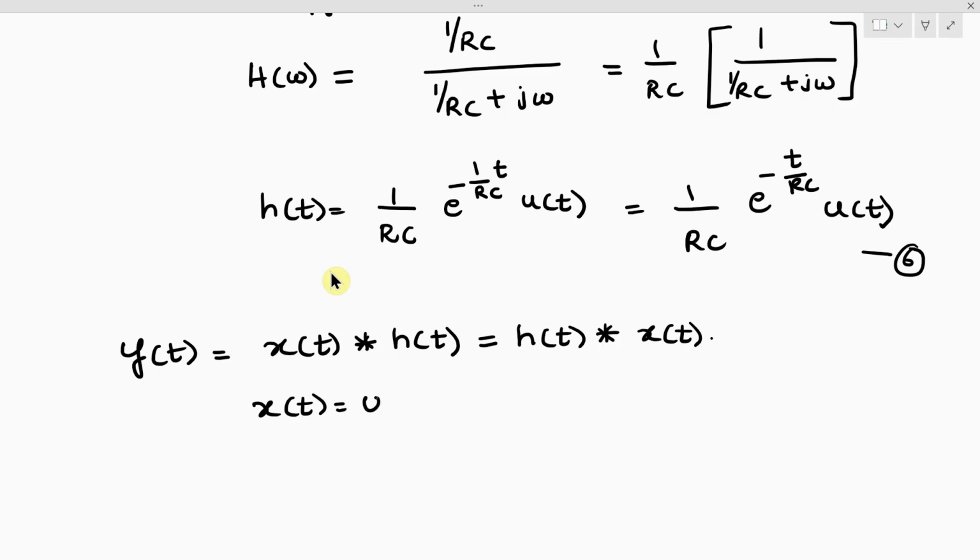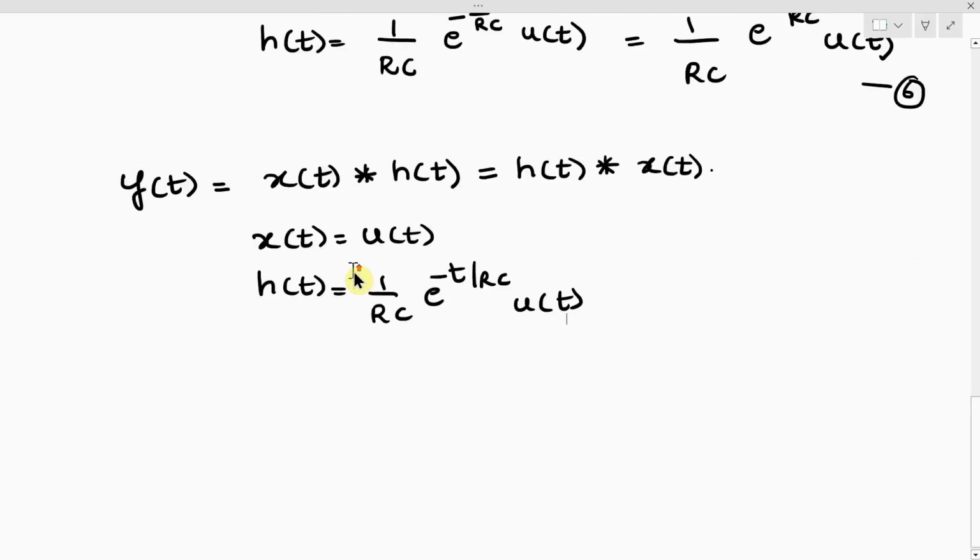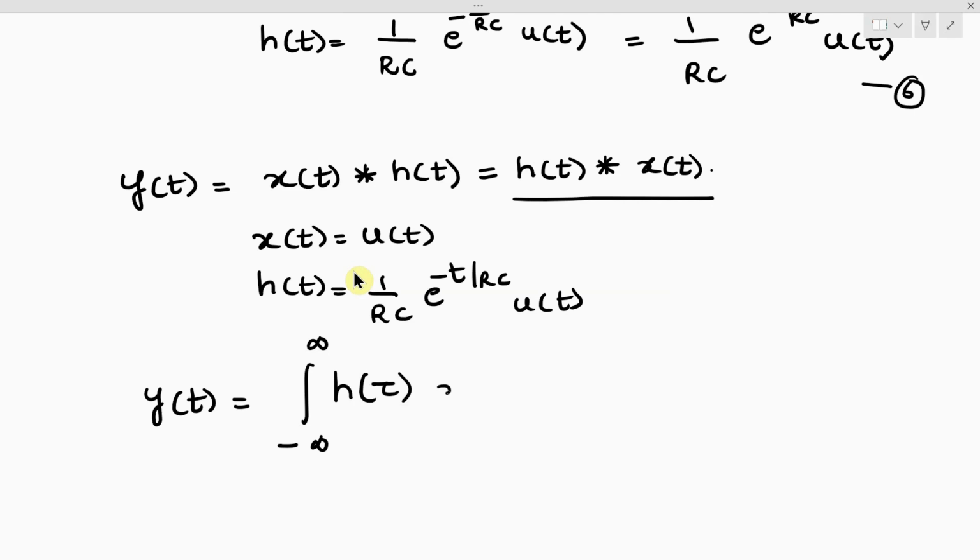u of t. And what is h of t? h of t is 1 by RC e power of minus t by RC into u of t. Now let's go for applying the convolution formula. So writing the convolution formula of infinite limits and writing the formula for this part. It means h of tau x of t minus tau d tau.